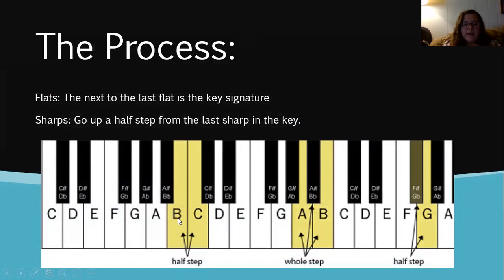There's two examples where there's an exception to that. So, between B and C, as you can see right here, it's a half step, and between E and F is a half step as well.